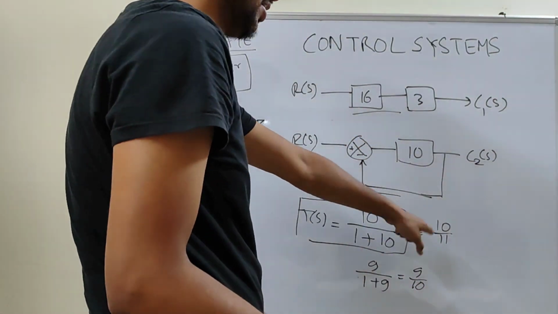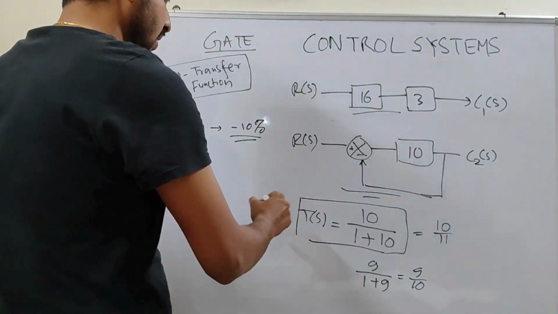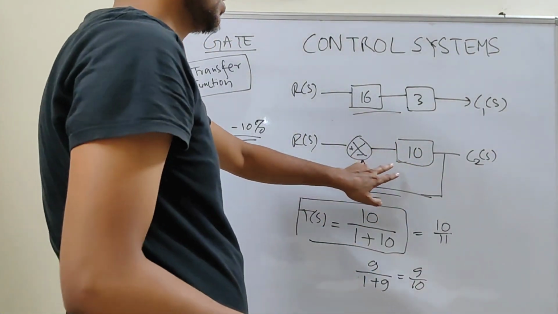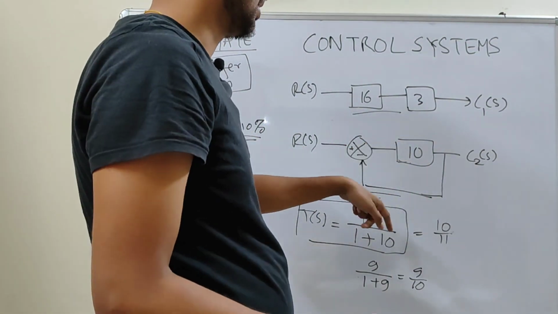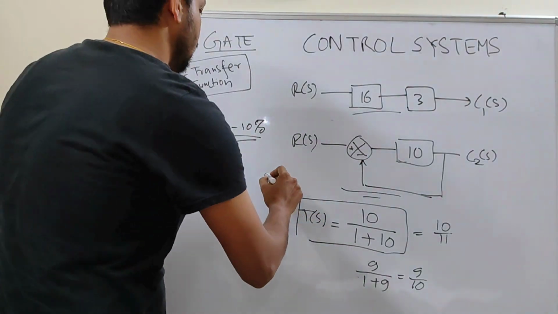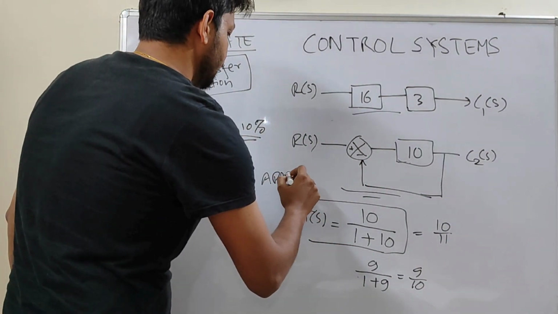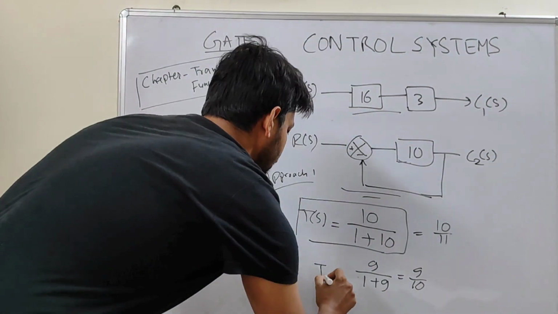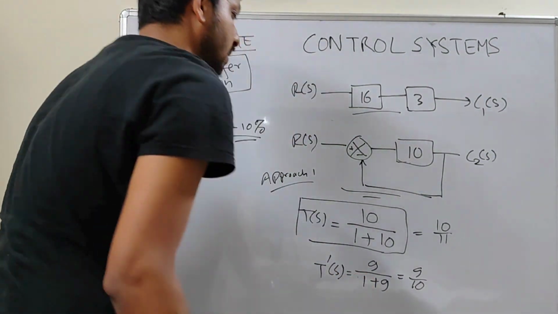So what's the percentage change? I'll show two approaches to solve this. This is approach one where these values are given, right? When it is given, it's easier. But let's say in the generic case, instead of 10, they have given G, right? Then how would you solve it? So first let's solve in this way, approach one. Yeah, so this is your new T dash after the reduction in GS.